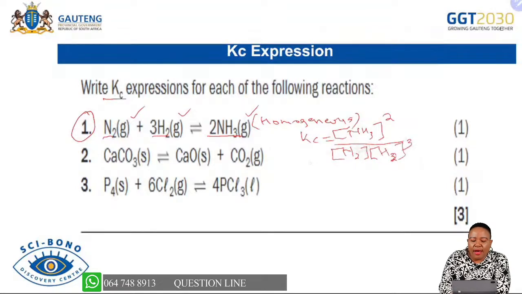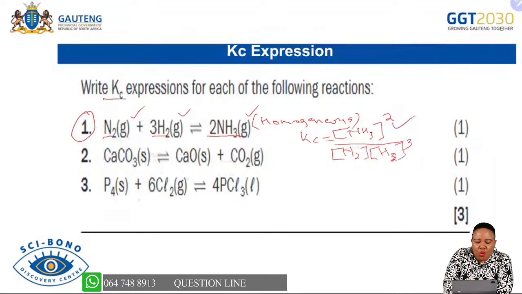Even if there is 1 mole, even if we put 1 here, it doesn't make any difference because we know that anything to the exponent 1 is the same as that thing. So this is going to be our Kc expression for reaction 1. When you look at reaction 2, this is the same as the one that we did in our previous slide, where we have seen that the 2 solids will not be part of our Kc because they are solids and their concentration is 1.